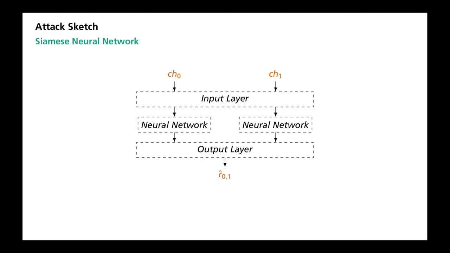A Siamese neural network has multiple copies of the same neural network, which share their trainable weights. All neural networks get one challenge. The label with which the neural network is trained is the XORed helper data bit. With this neural network, we were able to derive a comparison between challenges. Self-speaking, we do not claim that this approximator is the best or the only possible one.